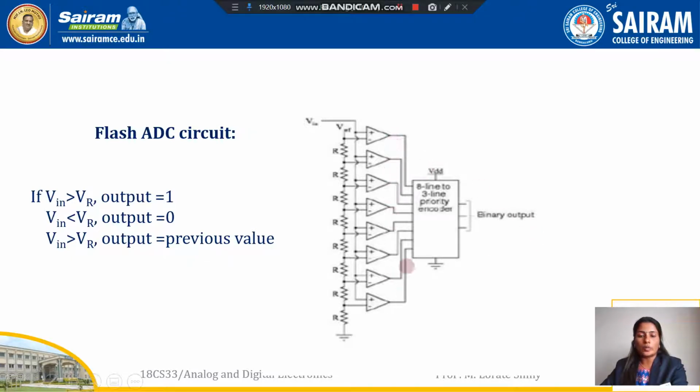Now all the comparator outputs are given to the 8 to 3 encoder. The 8 to 3 encoder will convert 8 inputs to 3 outputs. So this is the required binary output.